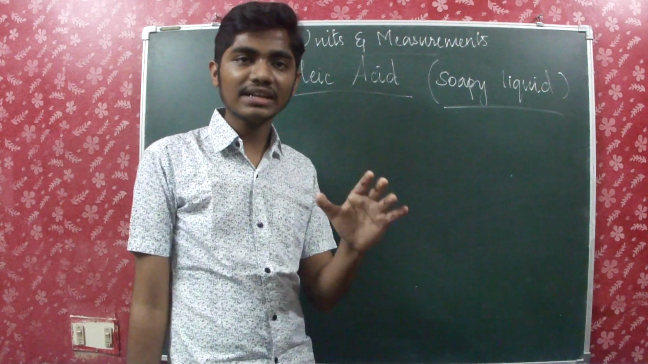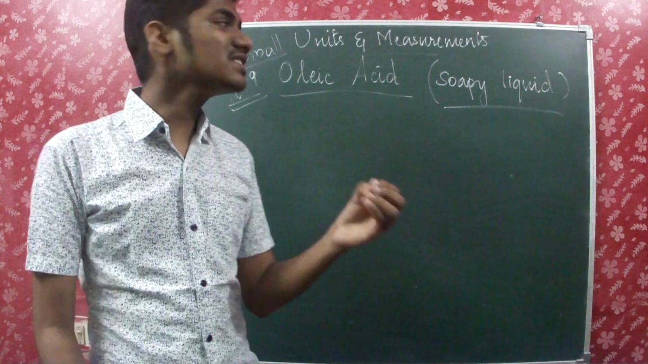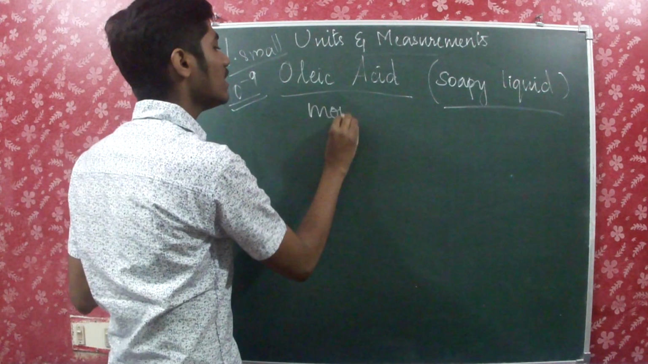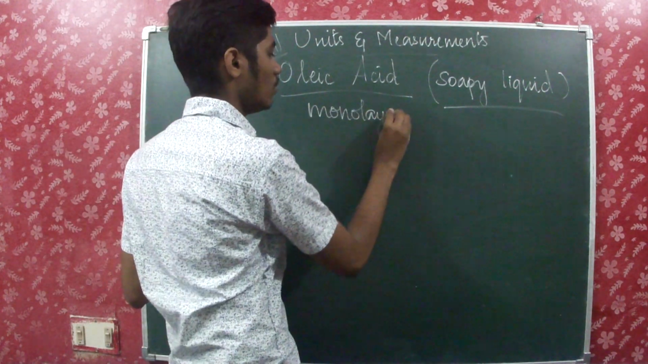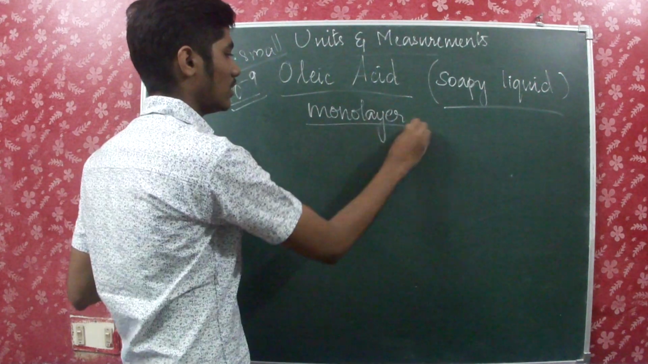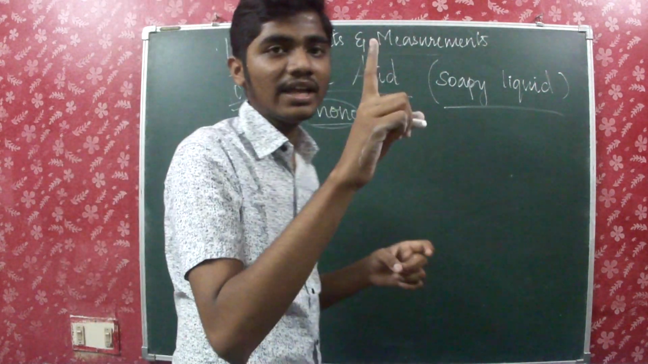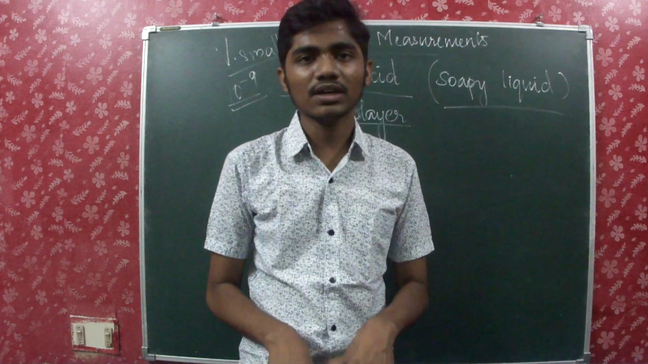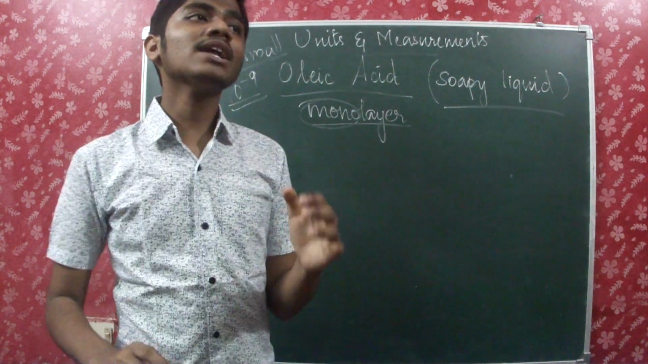How are we going to do that? Let us see. First of all, we must form a monolayer of oleic acid on water. What do you mean by mono? One. So one layer of oleic acid I am going to form on water. That's my first aim. So what am I going to do?